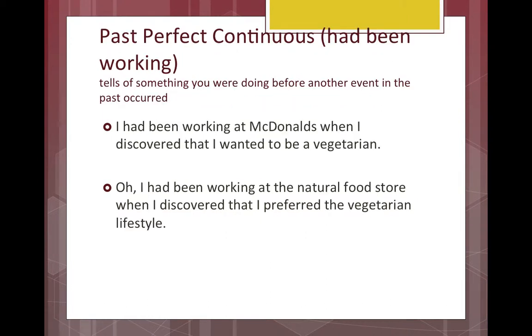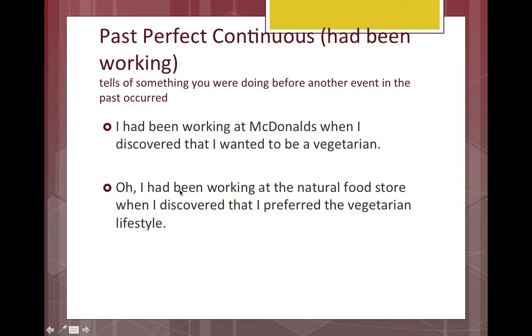Okay, if we looked at past perfect continuous, we're going to have the past had, been, which is because of the perfect tense, and then the continuous with the ing. And again, it's placing two things in relationship with each other, but they're still occurring, or they still were happening at the same time. That's what the continuous ing is for. I had been working at McDonald's when I discovered that I wanted to be a vegetarian. So there's your regular past, and there's your past perfect continuous here.